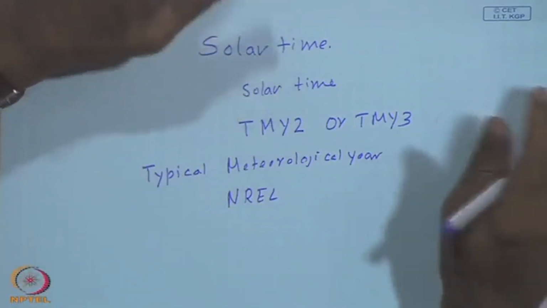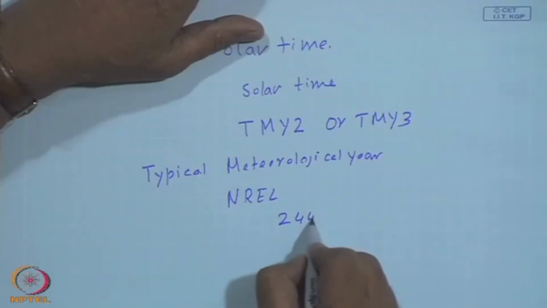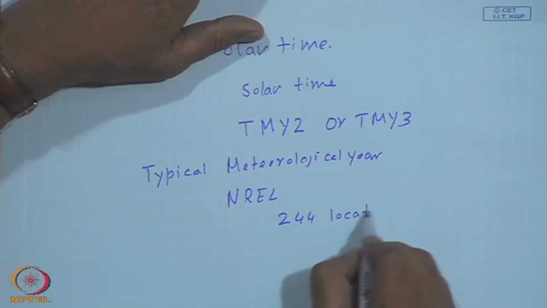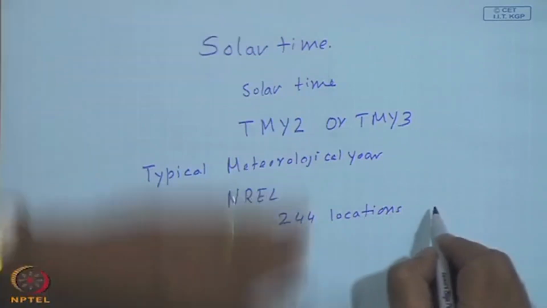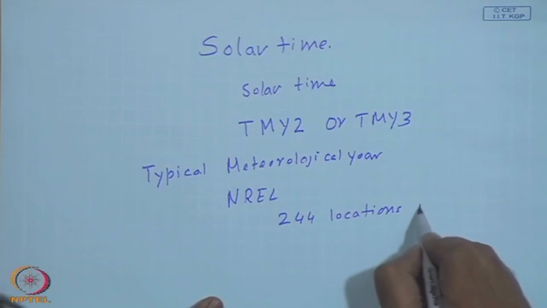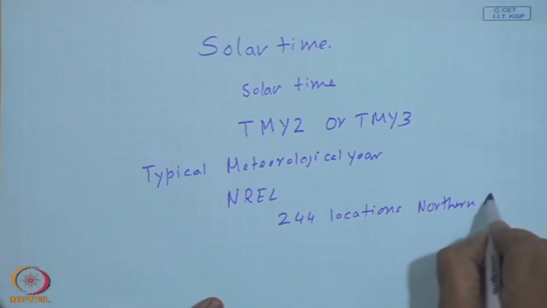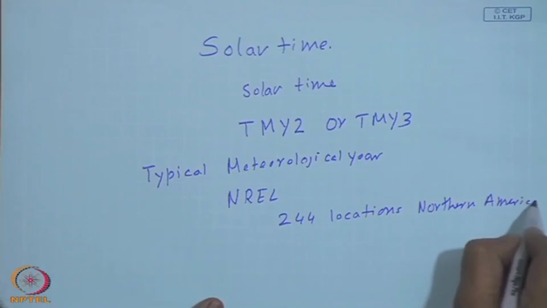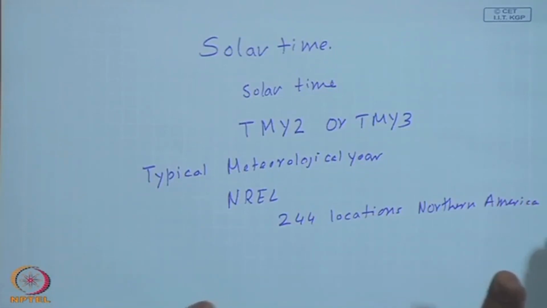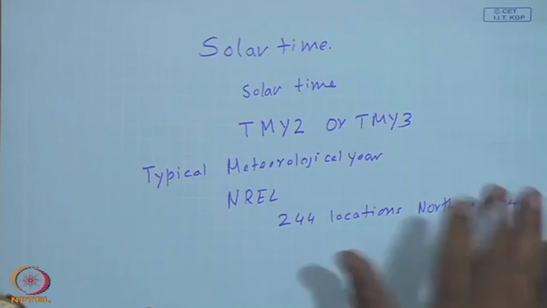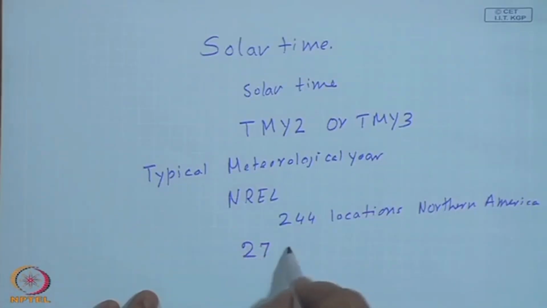You can just type in TMY2 or TMY3. This is a downloadable file. This has got 244 locations of Northern America, and Canada. I think if I say Northern America, Canada is included, right. So, you have about 244 locations, and this is 27 meteorological variables.